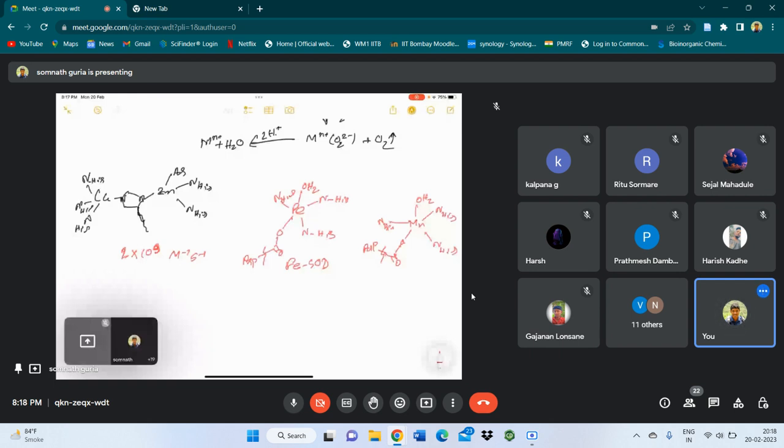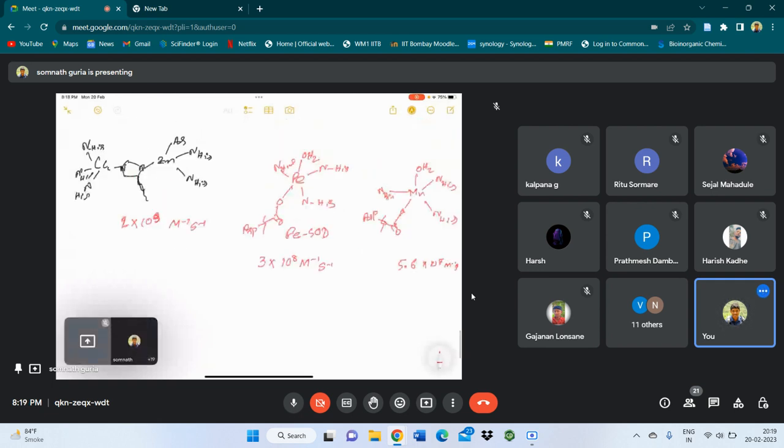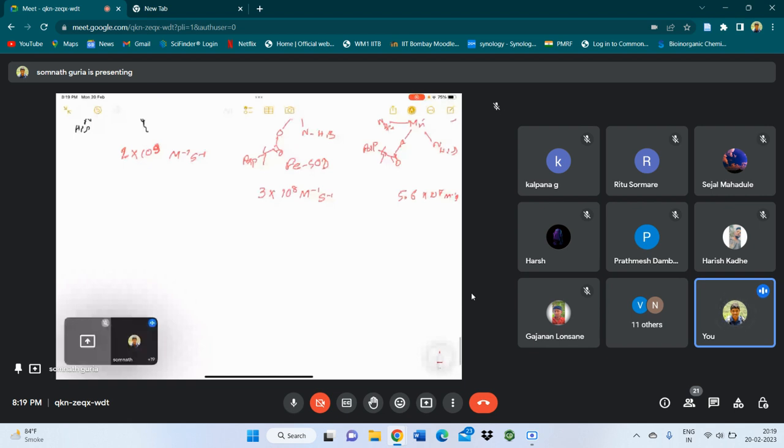So here the system is taking the superoxide and forming the oxygen and the hydrogen peroxide. But why are these enzymes so specific towards the substrate scope? Let's think about the copper zinc superoxide dismutase.